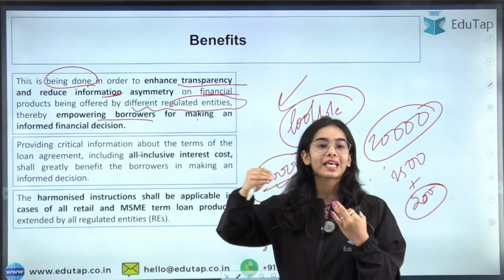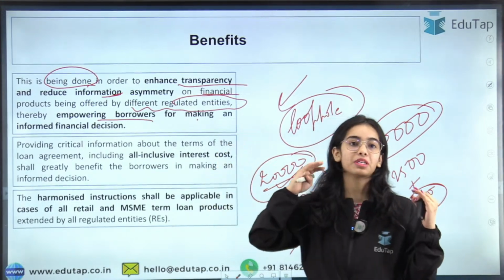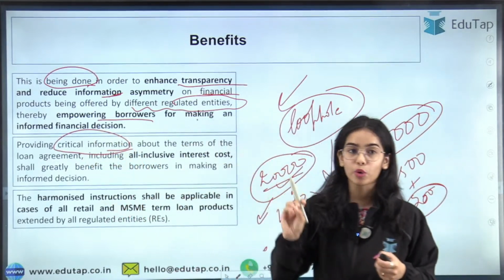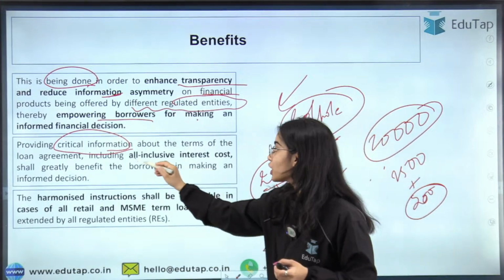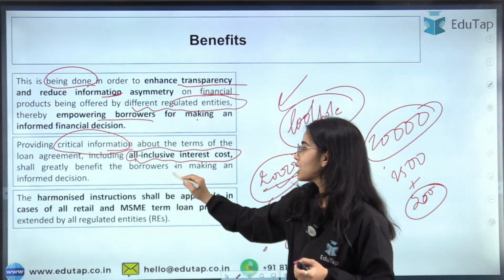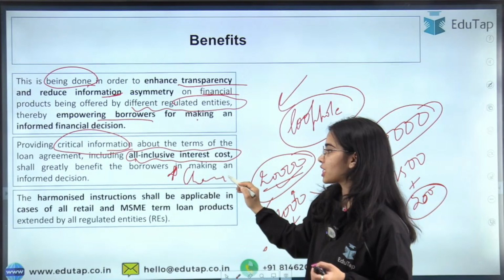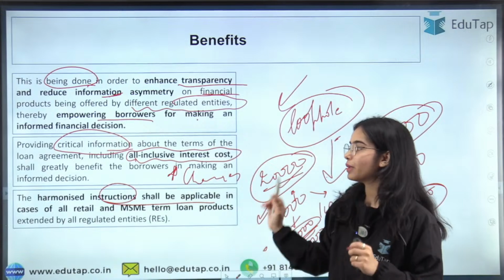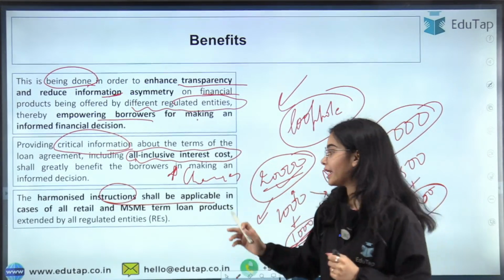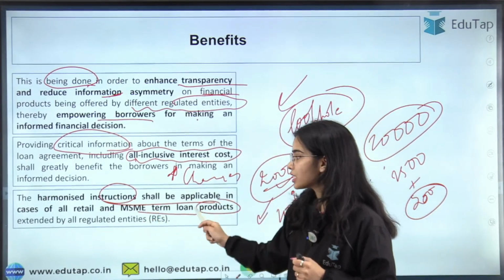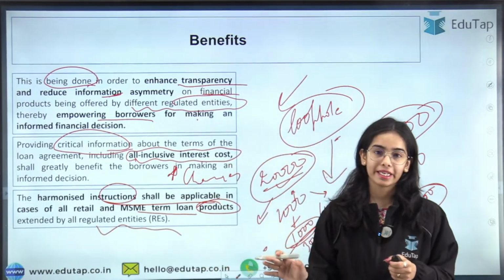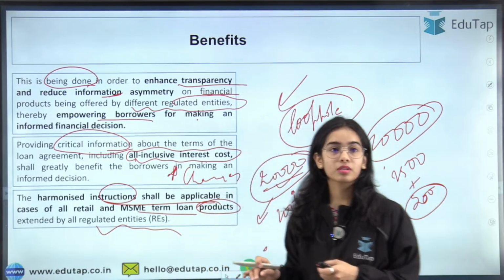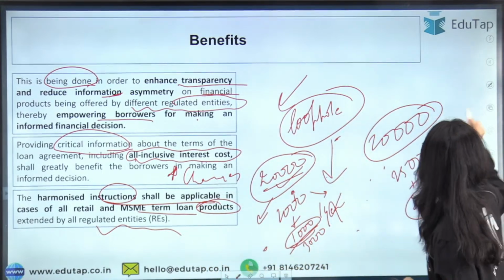key fact statement, the RBI has said that a proper key fact statement should be provided, so that it will provide the critical information to the borrowers, including the all-inclusive interest cost. That is also the extra charges that are being levied, as well as the harmonized instructions shall be applicable in cases of all the retail and MSME loan products extended by all the regulated entities. So that is the idea. Okay, so let's come to that also.